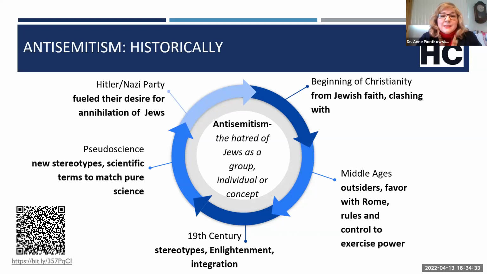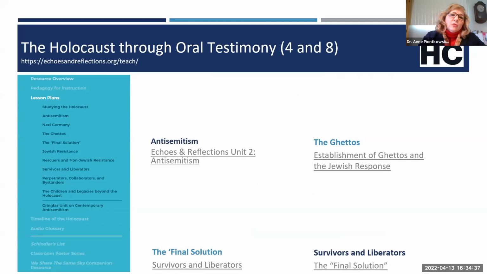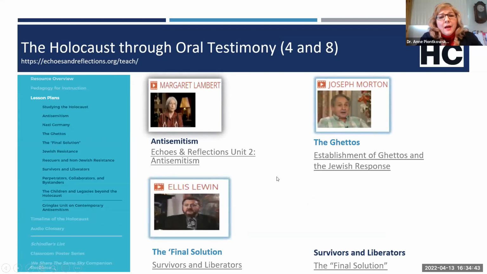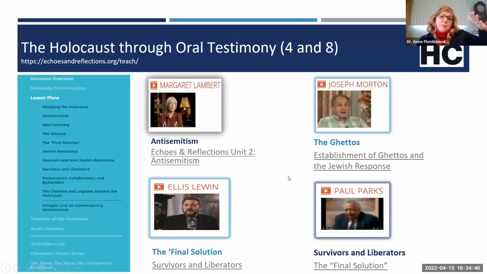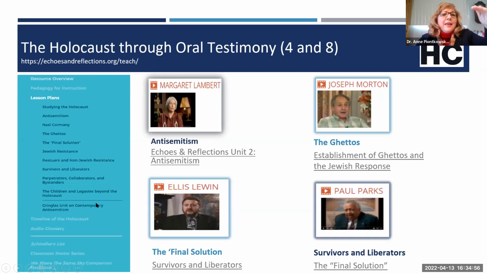So if we go on to the next slide here, Rick, we're going to take a look at the Holocaust through oral testimony. And when we look at it, we have four different pieces here. We picked some that would take us from the beginning to the end of the Holocaust. However, there are many, many units of study, which you'll see on the left rail. This comes from Echoes and Reflections, and they have various lesson plans. Rick is going to be sharing that with you in our third session. This is just a sampling.